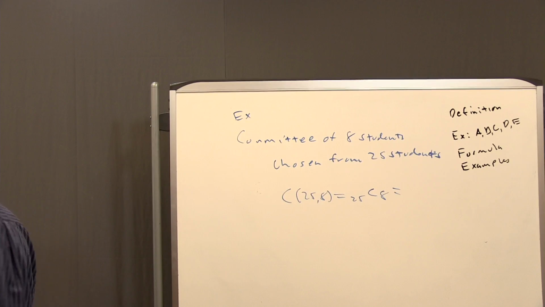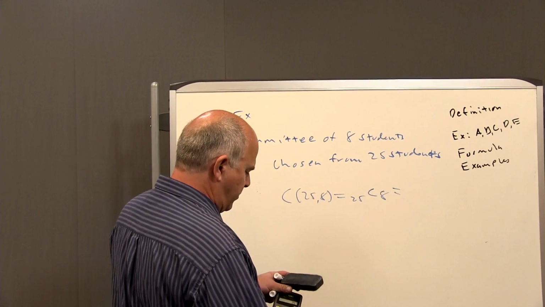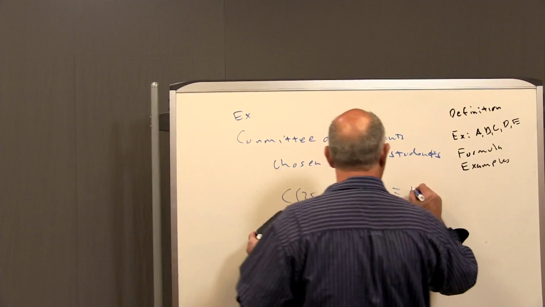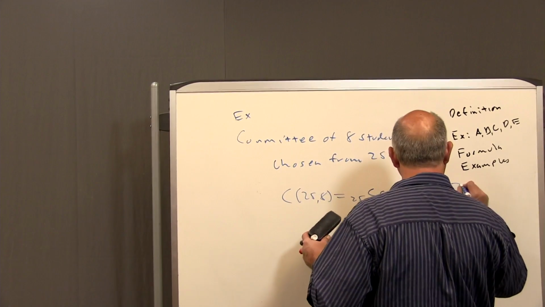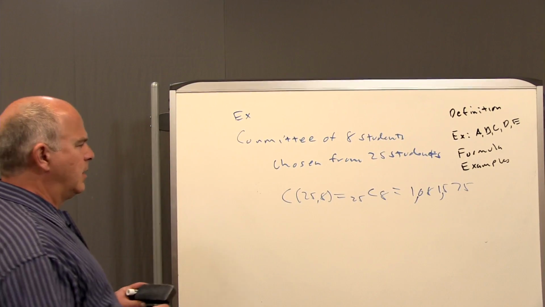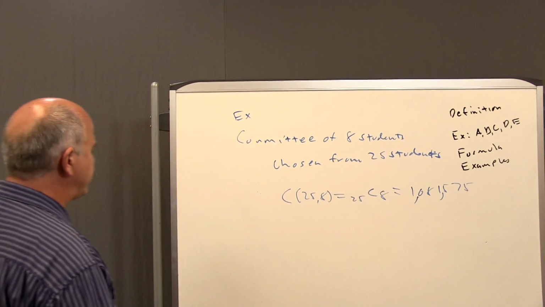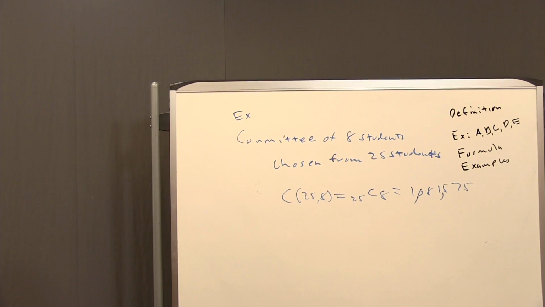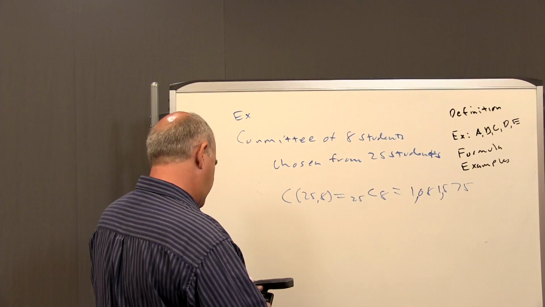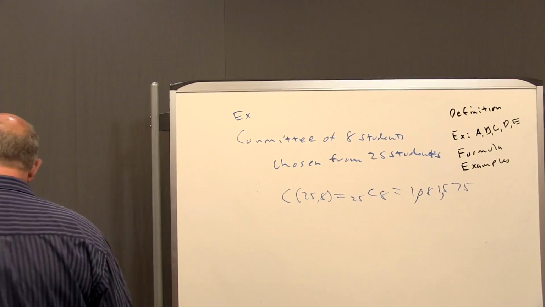And let's crack the calculator for that one. 25 nCr, it's above the 8 button on my calculator, 8. And that is 1,081,575. So a little over 1 million different ways to choose 8 students from 25 students. Seems like a lot, but assuming I did that right, it does seem like a lot. 25 nCr 8, sure enough. Okay.